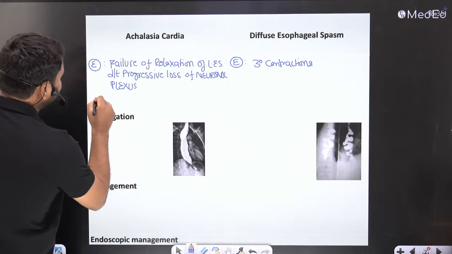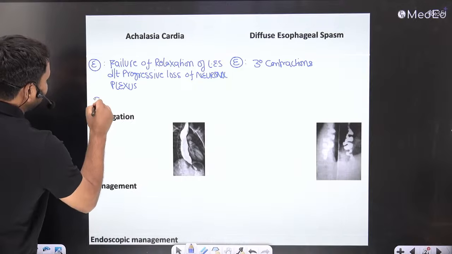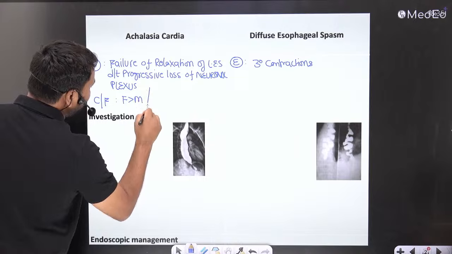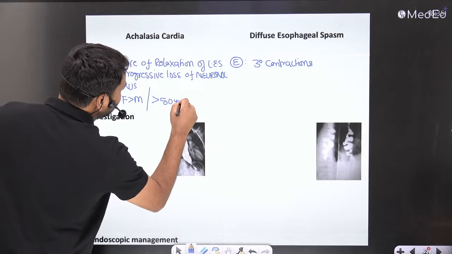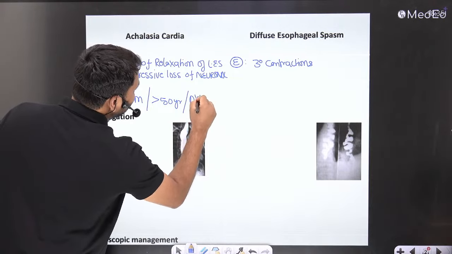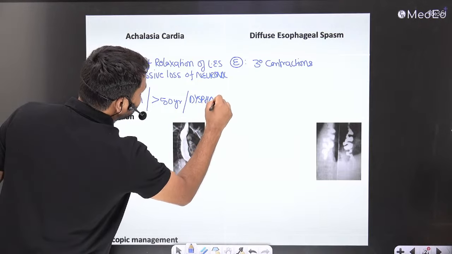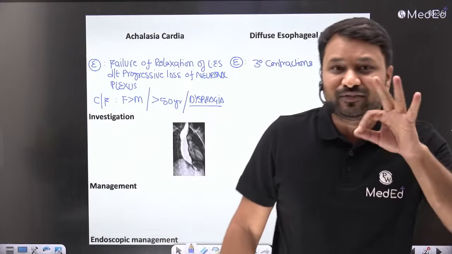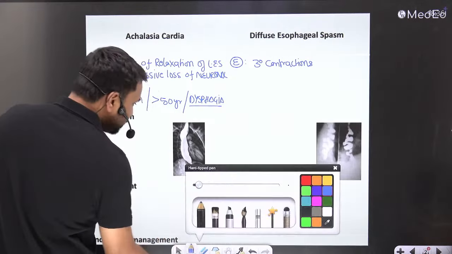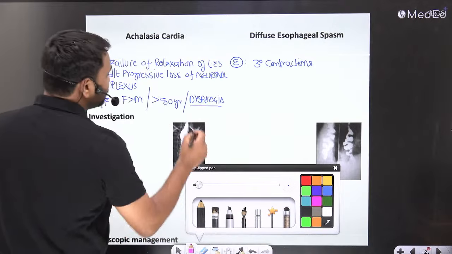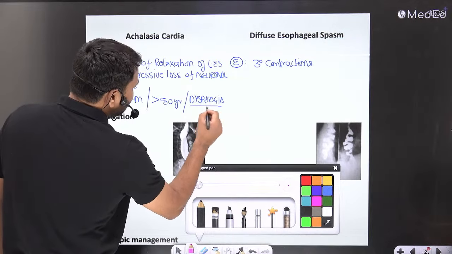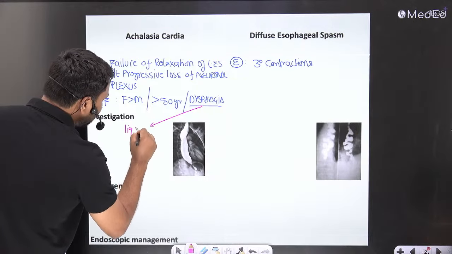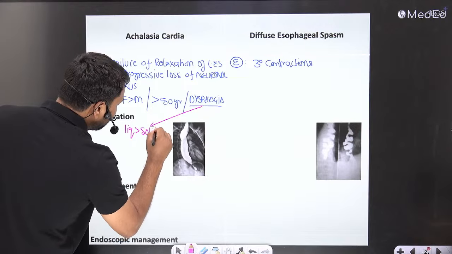Now, how would you see the clinical presentation of achalasia cardia? It is more commonly seen in females when compared to males. The usual age of presentation is above 50 years and the presenting complaint will be dysphagia. As I always tell in my class, you need to have three important questions for dysphagia. Question number one: is the dysphagia more for solids or more for liquids? Here, the patient will say the dysphagia is more for liquids when compared to solids. The minute you see this, you have your diagnosis.